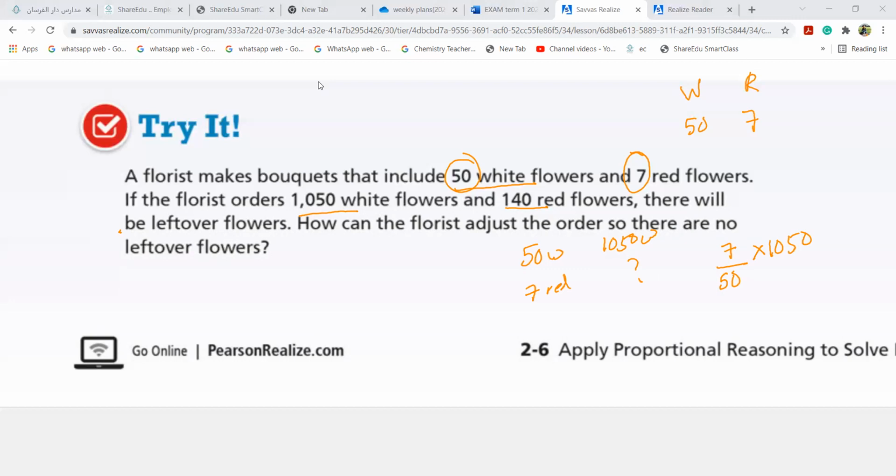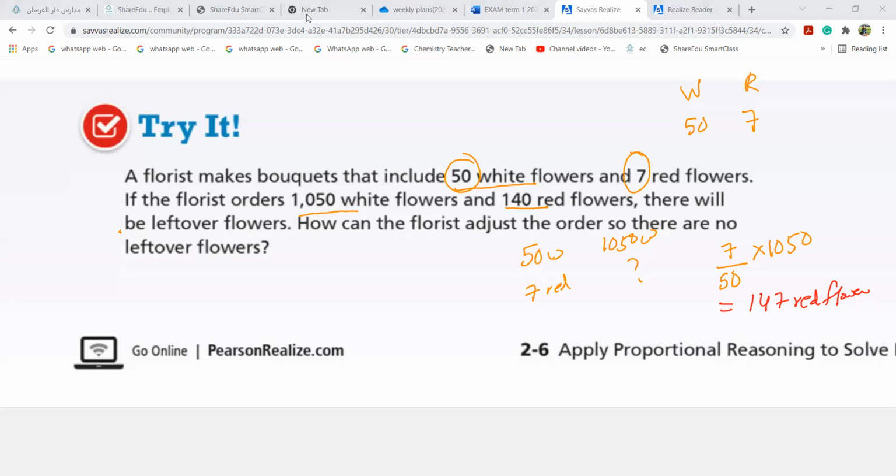How many red flowers do I need, girls? For 1050, I need 147 red flowers. How much did they order? They ordered only 140 red flowers. So don't you think there is something wrong? Instead of 147, 7 flowers are missing. How many are missing? 7 red flowers.